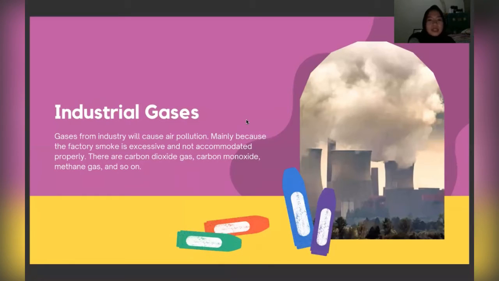And the next is industrial gases. Gases from industry will cause pollution, mainly because the smoke is excessive and not accommodated properly. There are carbon dioxide gas, carbon monoxide, methane gas, and so on. Can we see in the picture? This is an example of pollution in our Earth because of factory or industrial gases.